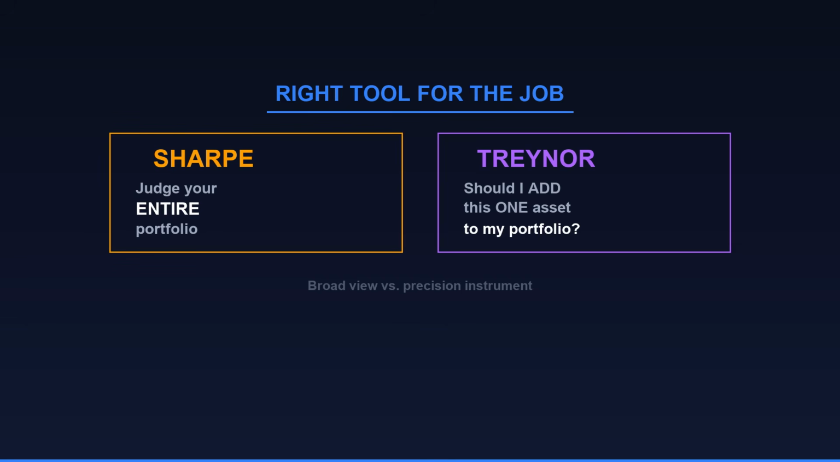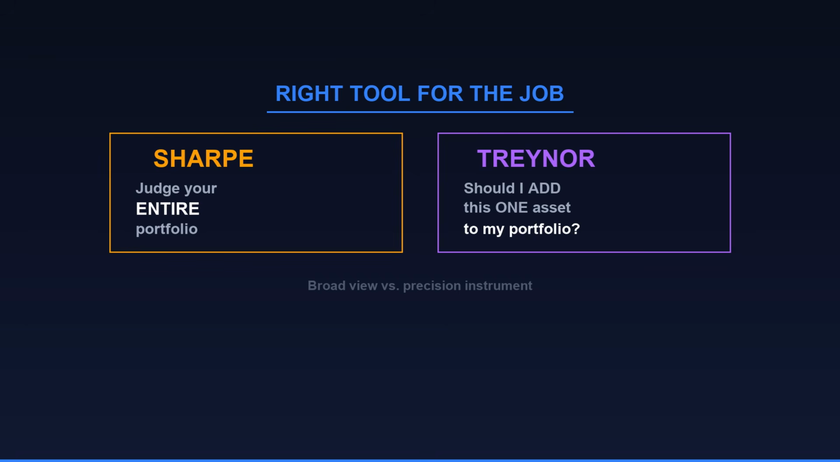So, what's the bottom line here? It's all about choosing the right tool for the job. You should use the Sharpe ratio when you're judging your entire portfolio's performance. But when you want to know if adding a single new stock is a smart move for your already diversified portfolio, well, that's when the Treynor ratio becomes your precision instrument.